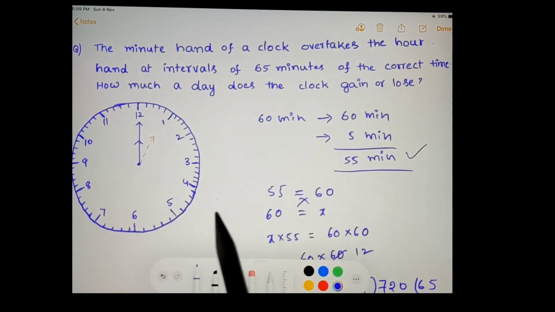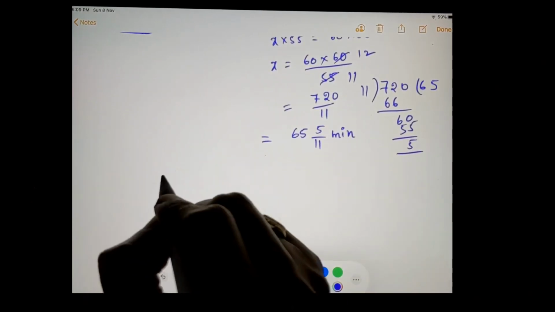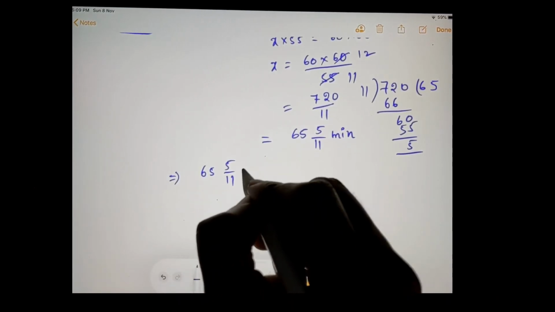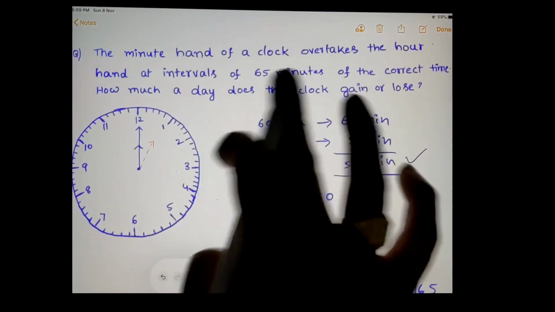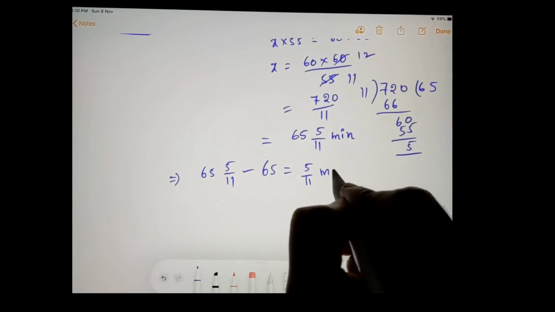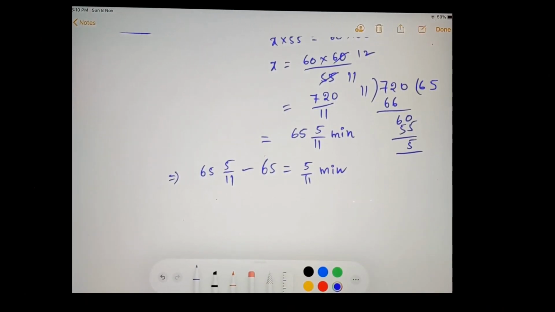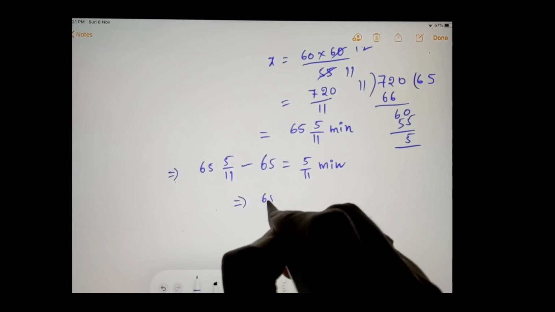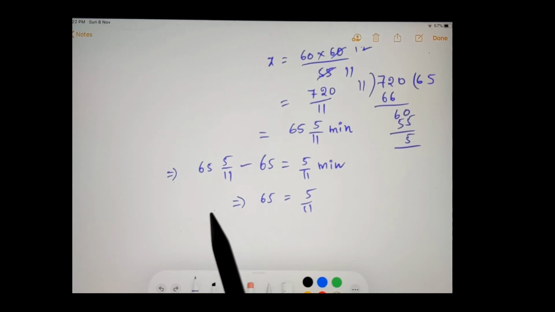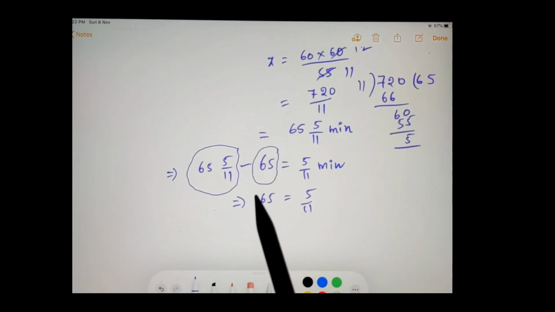To know how much the given clock is gaining, we need to subtract from this 65 and 5 by 11 minutes, minus the given clock taking 65 minutes to overtake. 5 by 11 minutes are gained by the given clock. It means in 65 minutes the given clock is gaining 5 by 11 minutes. That is because in the correct clock the long hand is taking 65 and 5 by 11 minutes to overtake the short hand, but in the given clock it is able to overtake in 65 minutes only.